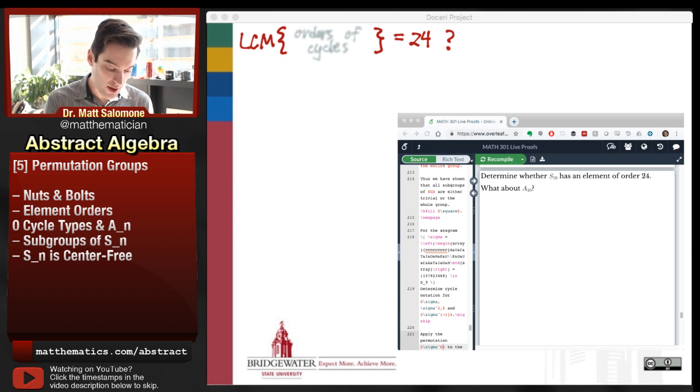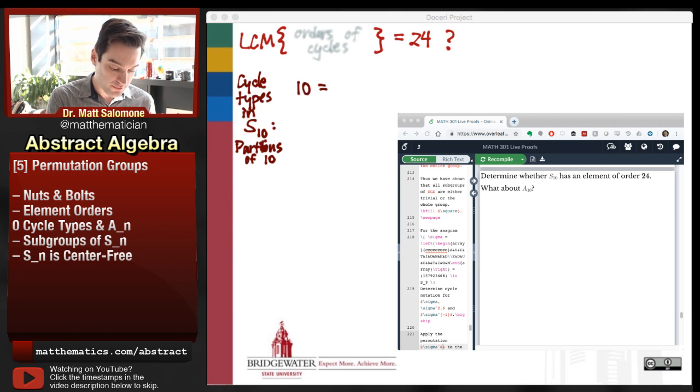But just to expedite our process, let's endeavor to list all possible cycle types in S10 and figure out whether any of them give me a least common multiple equal to 24. So listing cycle types in S10 is the same thing as listing partitions of the number 10, integer partitions. So what I'm doing here is giving different ways of adding up positive integers so as to get 10.